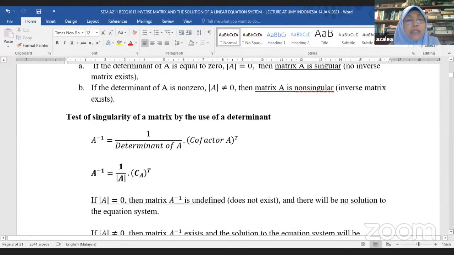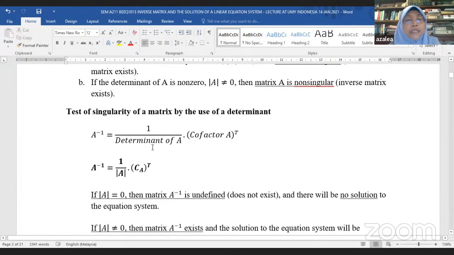We have a formula for the inverse matrix, which is equal to 1 over the determinant of A times the cofactor of A transpose. So in symbols, we have 1 over the determinant of A. We have two parallel lines on the left and on the right of A. It looks like absolute value, but it actually means determinant.